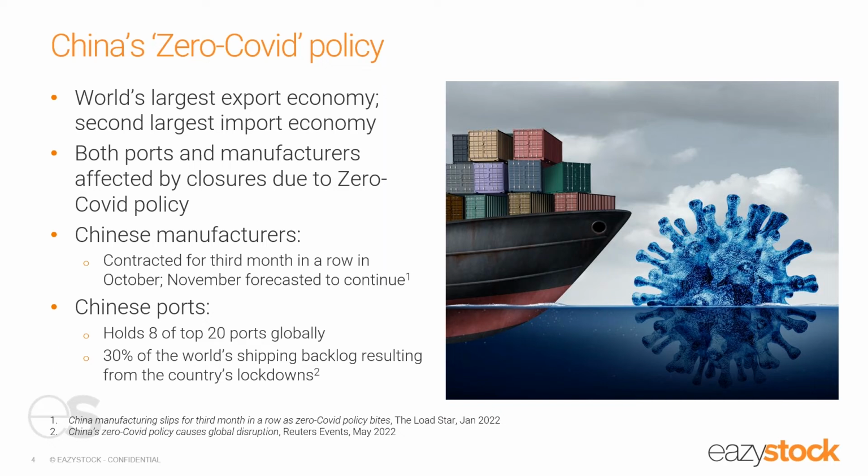On the side of Chinese manufacturers, closures and other disruptions have led to a contraction for the industry for the third month in a row here. And a contraction is forecasted to continue well into November. For Chinese ports, 8 of the top 20 largest global ports are within China, and 30% of the world's shipping backlog is resulting from the country's lockdowns. So with almost 50% of those ports, it has a drastic effect on how we import our goods and what goods we can get.